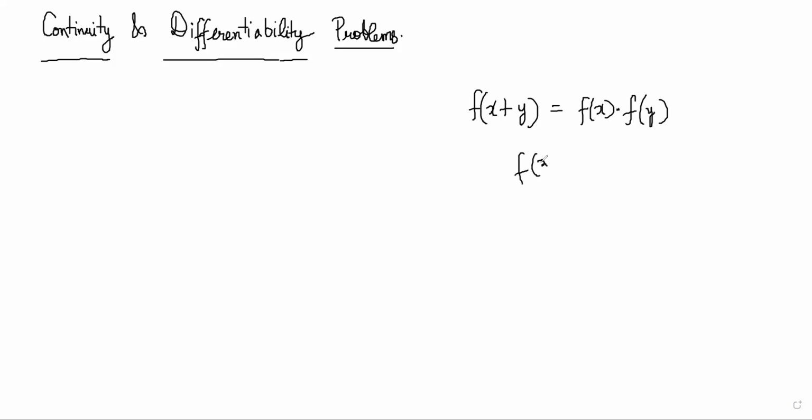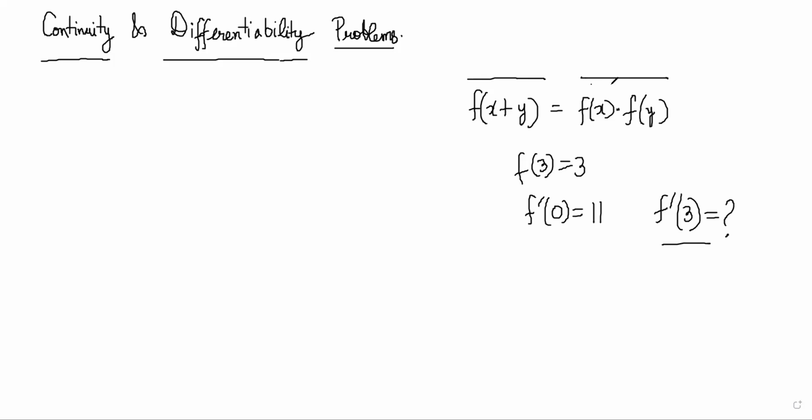F of 3 is 3. F dash of 0 is 11. And we were supposed to find out f dash of 3. The problem was that we got it as 33, but it was only because that was the only option divisible by 3. But how did we know it should be divisible by 3?